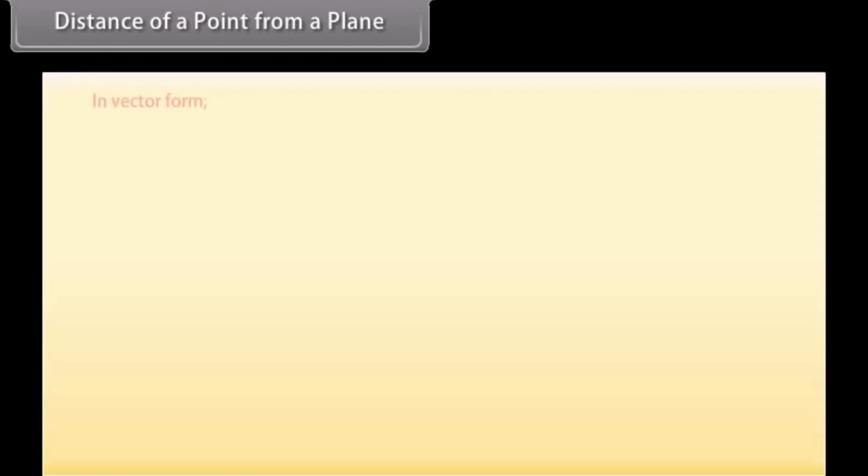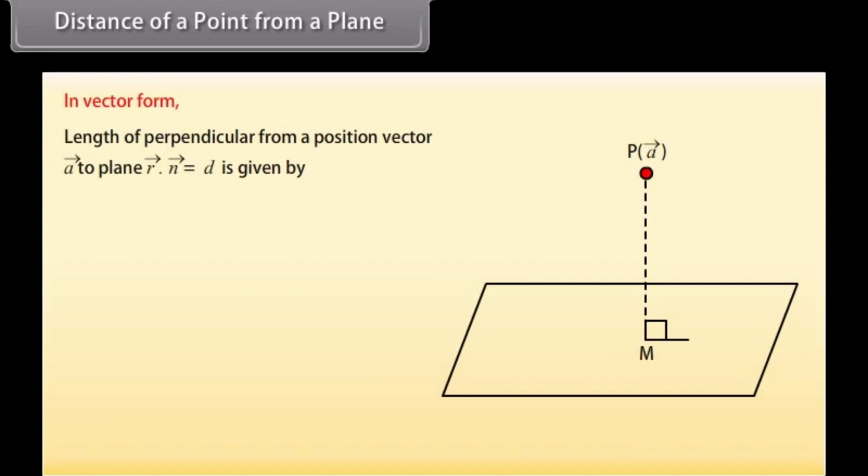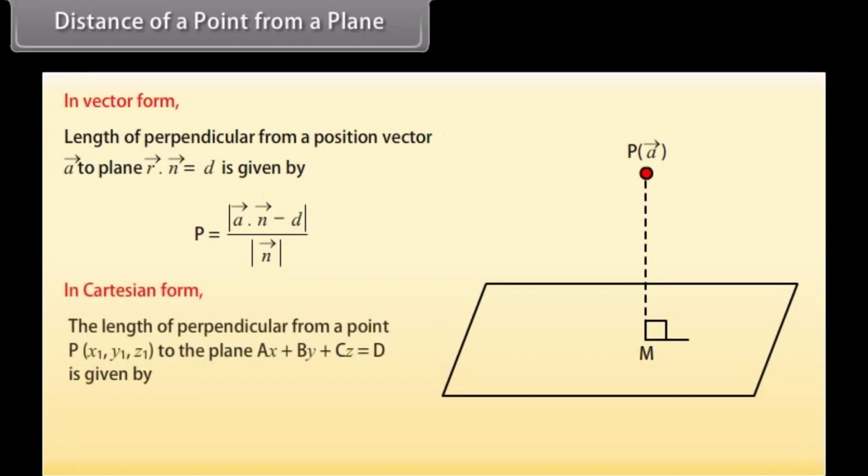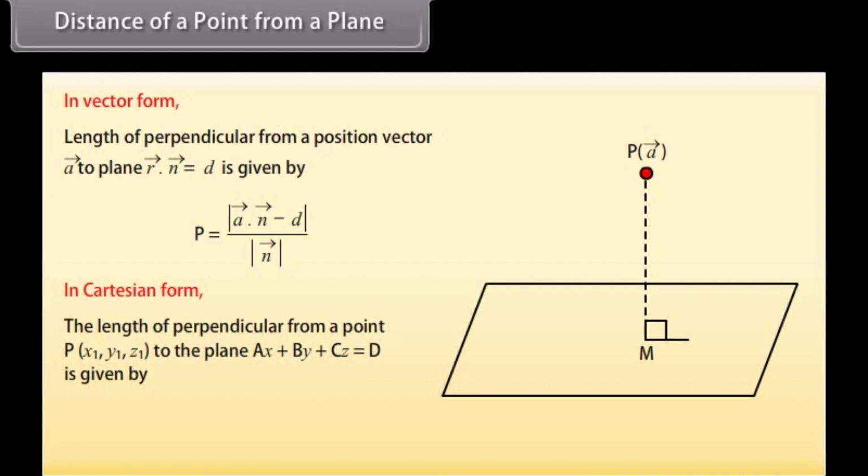Distance of a point from a plane. In vector form, the length of the perpendicular from a position vector A to the plane r dot n equals d is given by the following. In Cartesian form, the length of the perpendicular from a point P (x1, y1, z1) to the plane ax plus by plus cz equals d is given by the following.